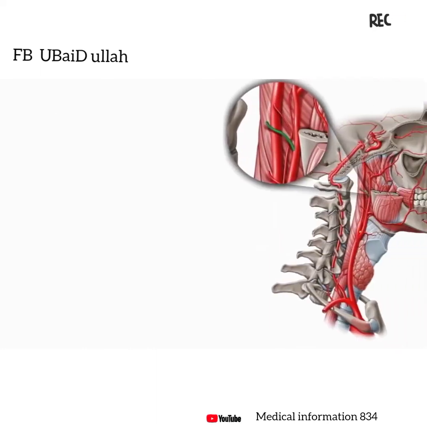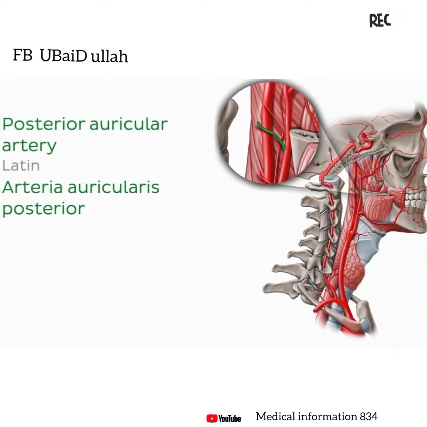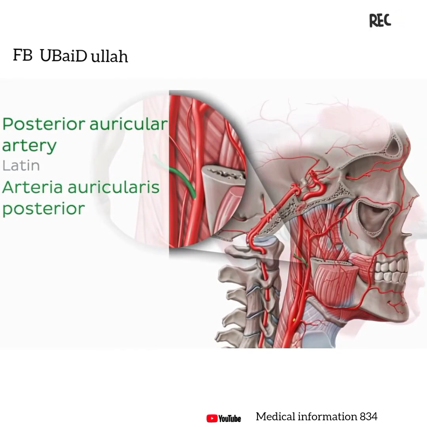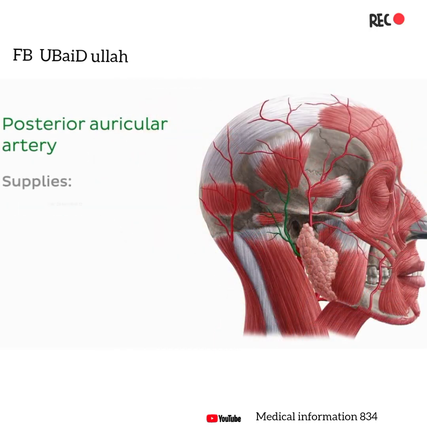Next up is the posterior auricular artery. Here we see the proximal part of the artery. The posterior auricular artery arises above the digastric and stylohyoid muscles, courses superiorly and posteriorly behind the external acoustic meatus, and goes on to supply the parotid gland, the facial nerve, the auricle of the ear, the scalp behind the ear, as well as adjacent musculature.